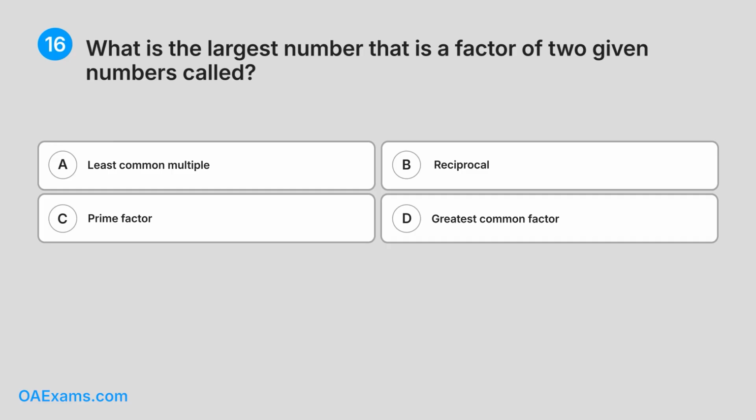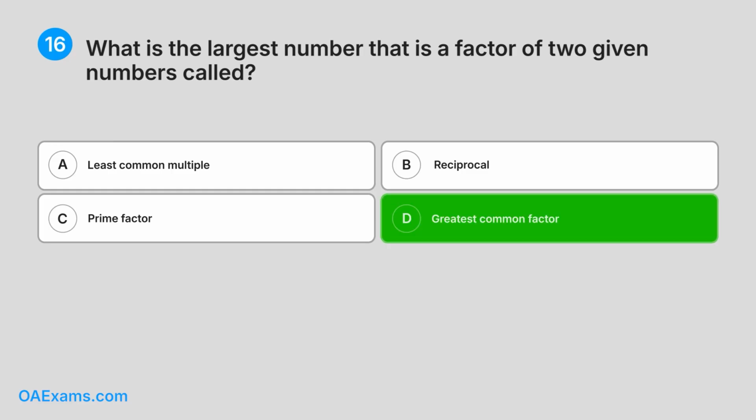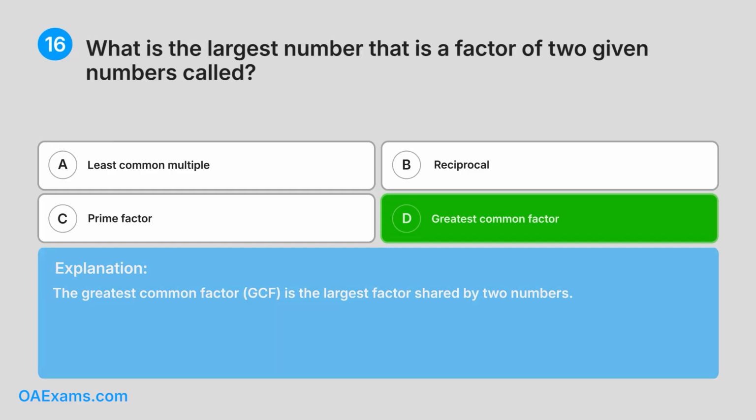Correct answer. D. Greatest common factor. Explanation. The greatest common factor, GCF, is the largest factor shared by two numbers.